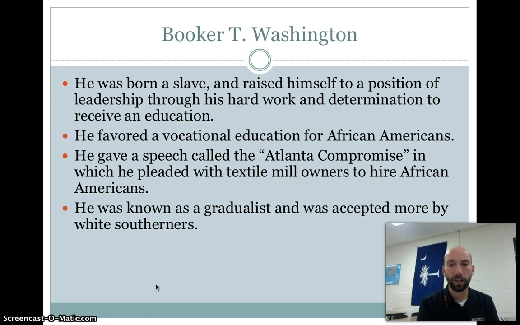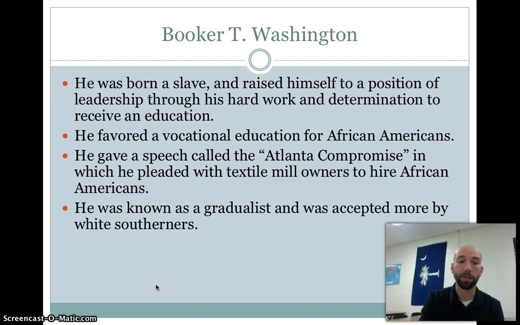He gave a speech called the Atlanta Compromise, in which he pleaded with textile mill owners to hire African Americans. However, they really don't get a lot of the jobs. None of those jobs are really forthcoming. He's known as a gradualist, and he is more accepted by whites in the country than any of the other two, because he favors gradually giving African Americans more and more rights. Southern African Americans revered Washington, but Northern African Americans criticized him because he was too gradual in their opinion.